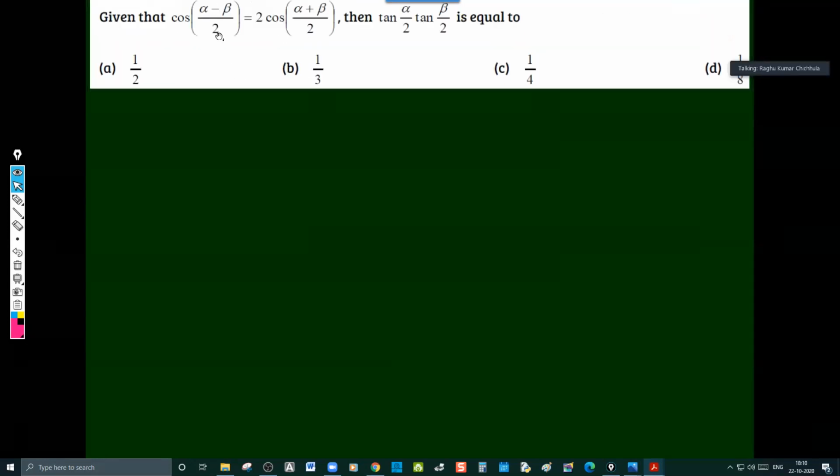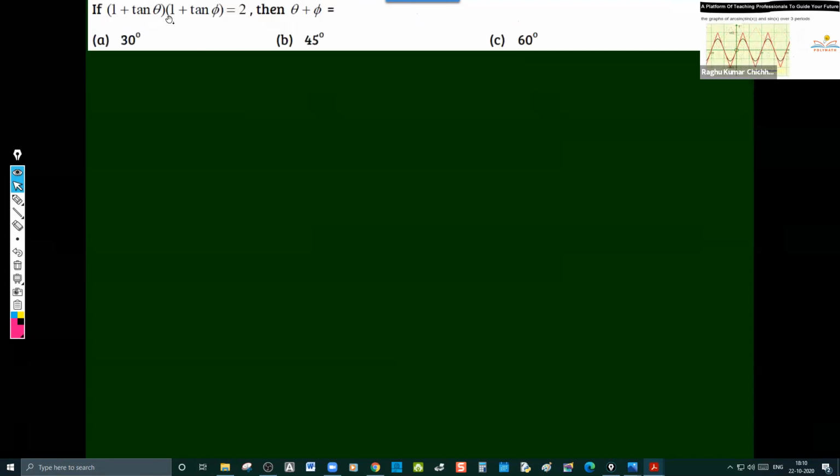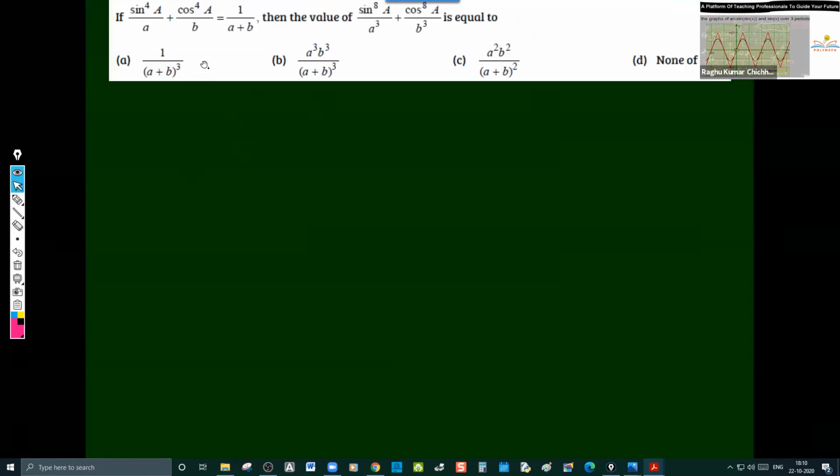This is also componendo and dividendo again, because minus is there, plus is there. Just observe it. And this is a very, very standard result. We'll be doing that in the next session. This is a previous IIT-JEE Advanced question. What you are seeing on the screen is an advanced question. It is taken as a standard result. We'll be doing that in the next session.